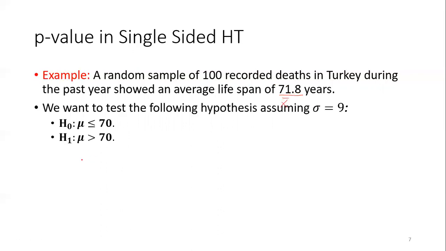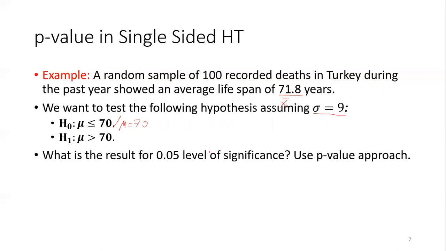I want to test the following hypothesis: mu is smaller than or equal to 70. Recall, this is the same as testing mu is equal to 70 versus mu is greater than 70, and sigma is equal to 9. Just make this hypothesis test using 0.05 level of significance and use the p-value approach.